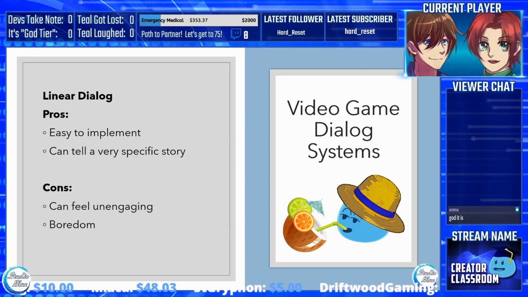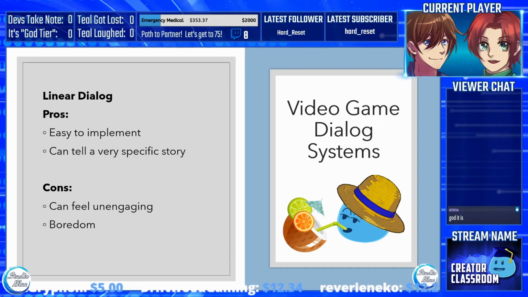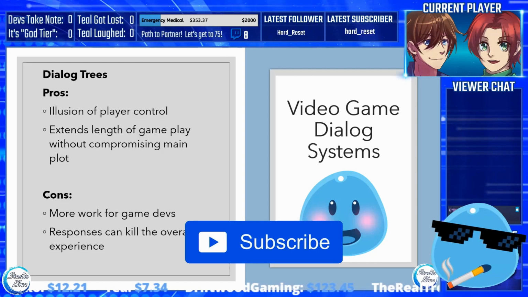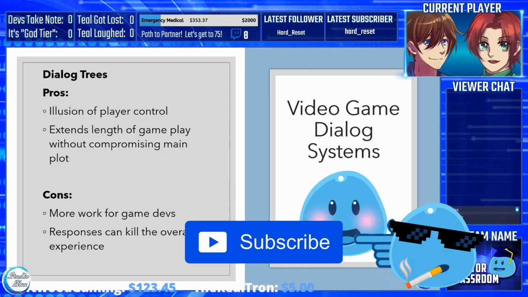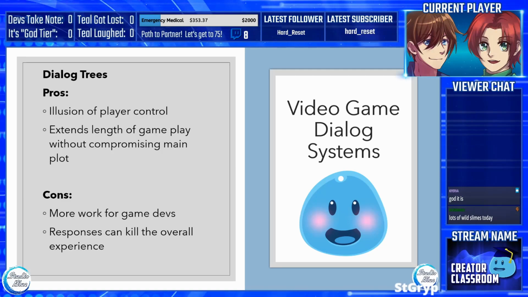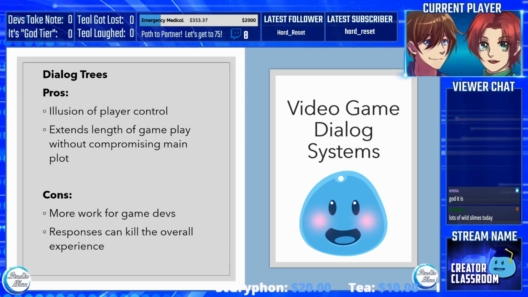I will move on to the next system. And that's dialogue trees. This is what most devs think of when we think of dialogue. Players can choose their responses. If they play a dialogue tree sequence multiple times and choose different responses, they'll often find the conversation still progresses in the same game direction. You're creating the illusion of control.